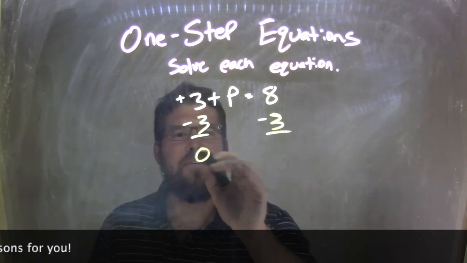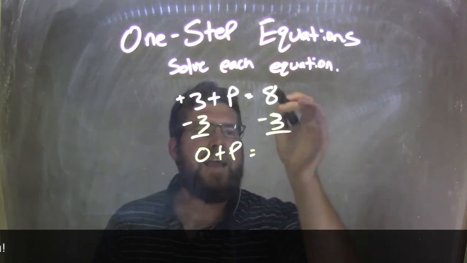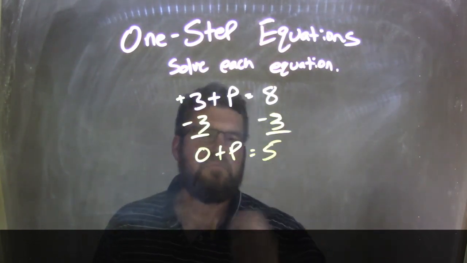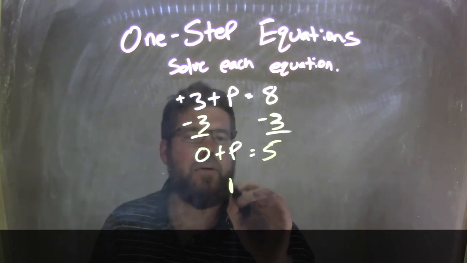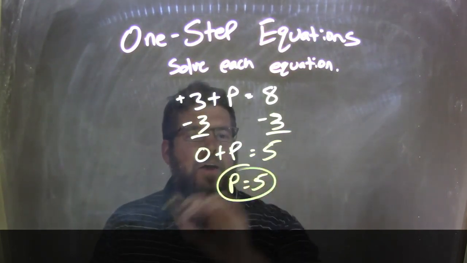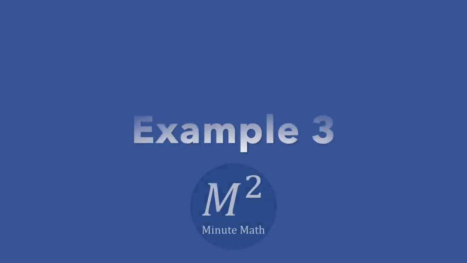that 3 will cancel. I have a 0 plus p. And 8 minus 3 comes out to be 5. And so we don't need the 0 there, and we're left with just p equals 5 as our final answer.